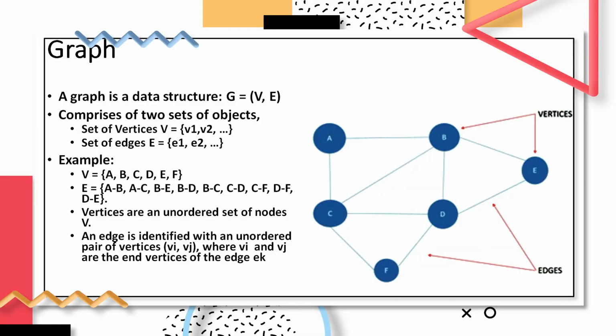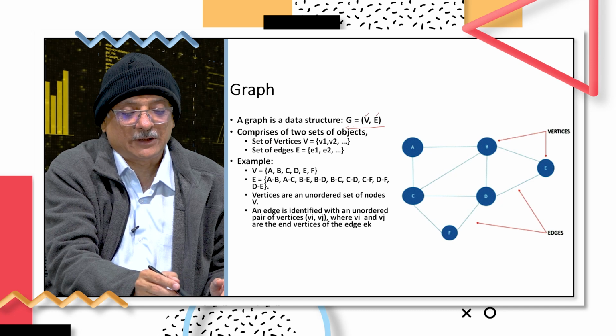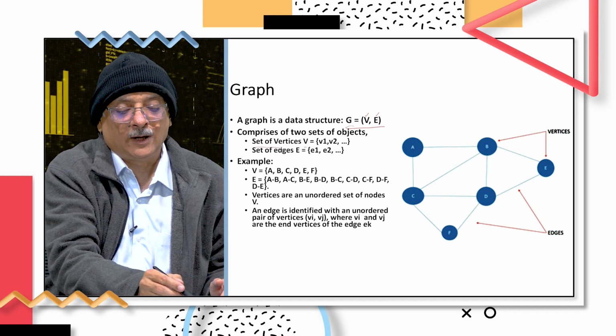A graph is a data structure which is defined as G, which consists of two things, V and E. So G is basically defined as a term consisting of V as well as E. It comprises two sets of objects. One set of objects is V, another set of objects is E. And the set of objects which we call V is the set of vertices.